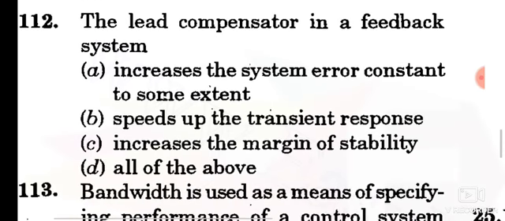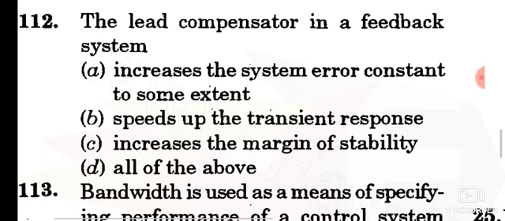Question number 112. The lead compensator in a feedback system. Revise the options. Option A increases the system error constant to some extent. Option B speeds up the transient response. Option C increases the margin of stability. Option D all of the above. So option D is the correct answer.